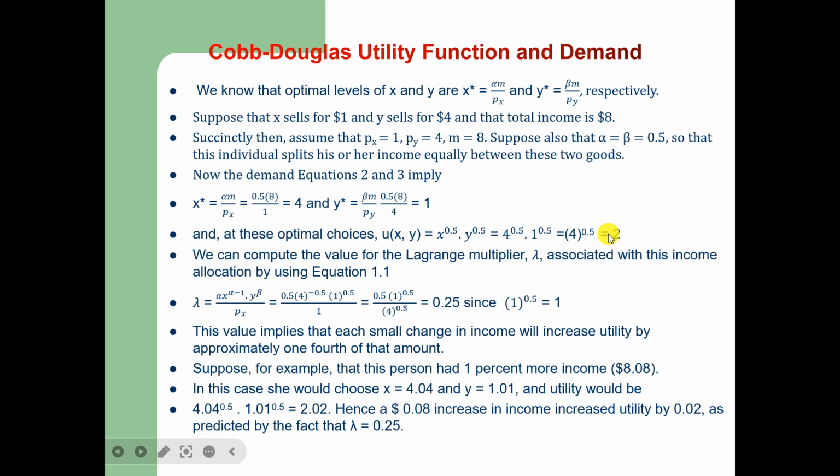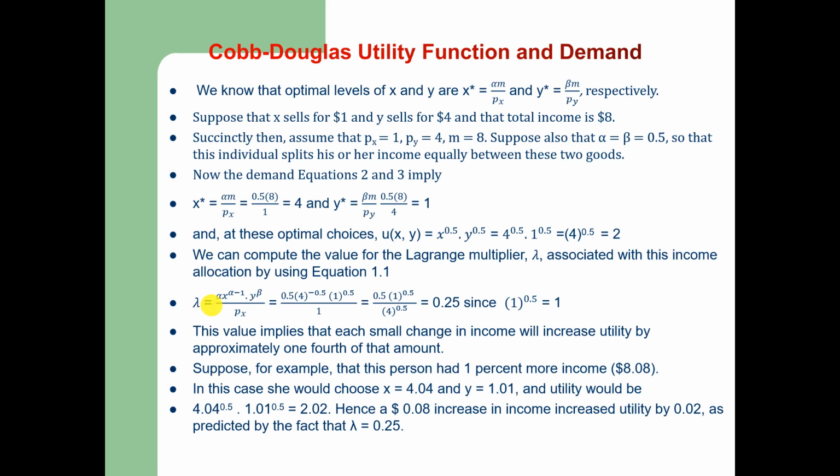So this is the maximum level of utility which the consumer can achieve subject to this budget constraint. We can also compute the value of the Lagrangian multiplier lambda associated with this income allocation by equation 1.1, and that is given by this equation.